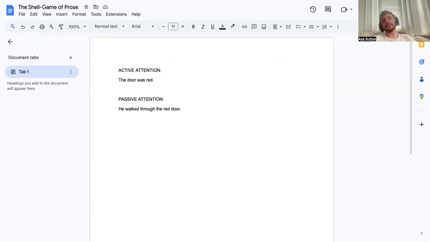The second sentence, you can tell immediately, is not about the fact that the door is red. It's about the fact that he's walking through the door. So our active attention is literally the active part of the sentence, in the grammatical sense. We're walking through the door, and as we do, we notice passively that it's red.